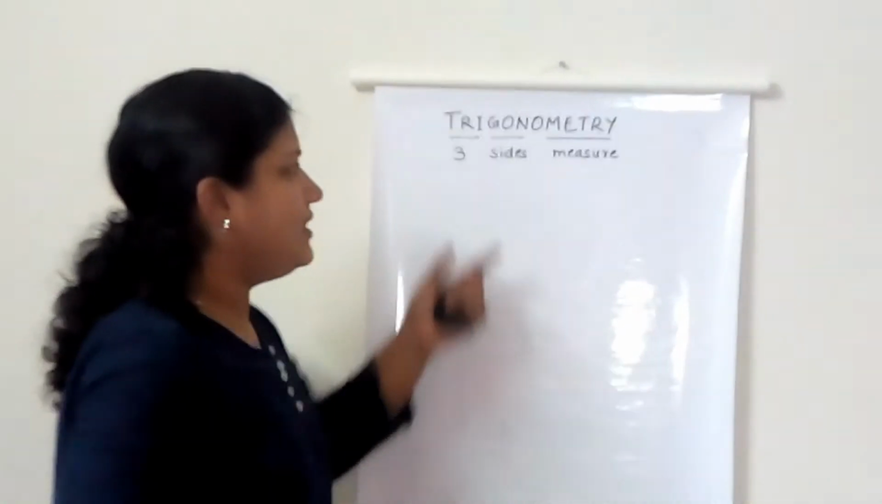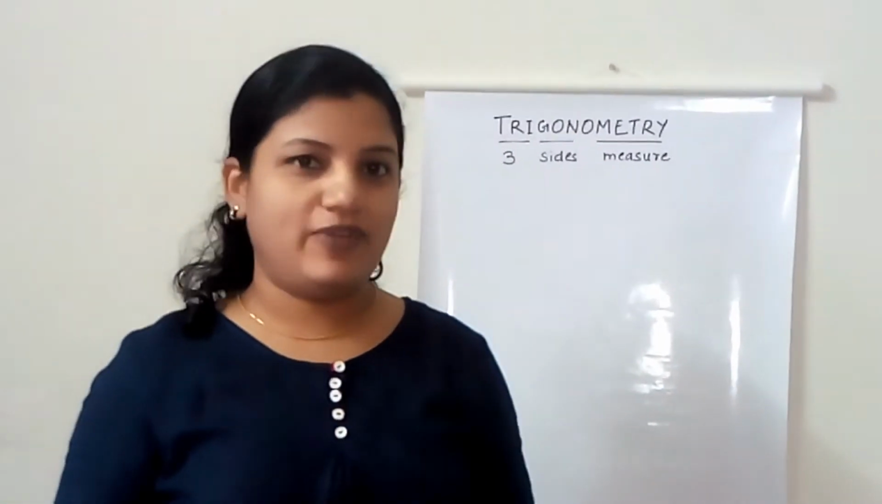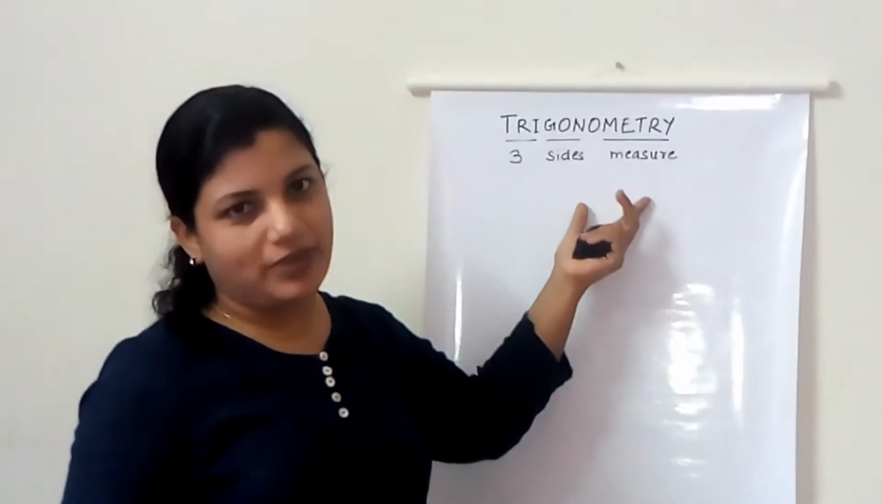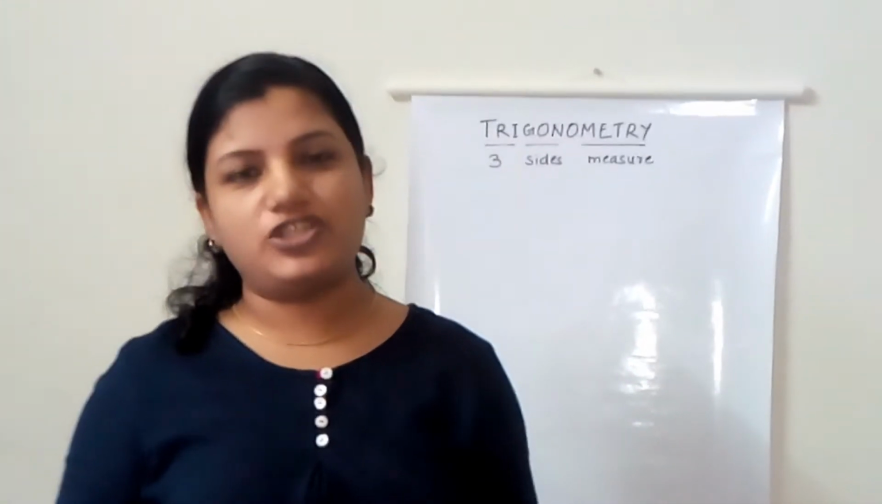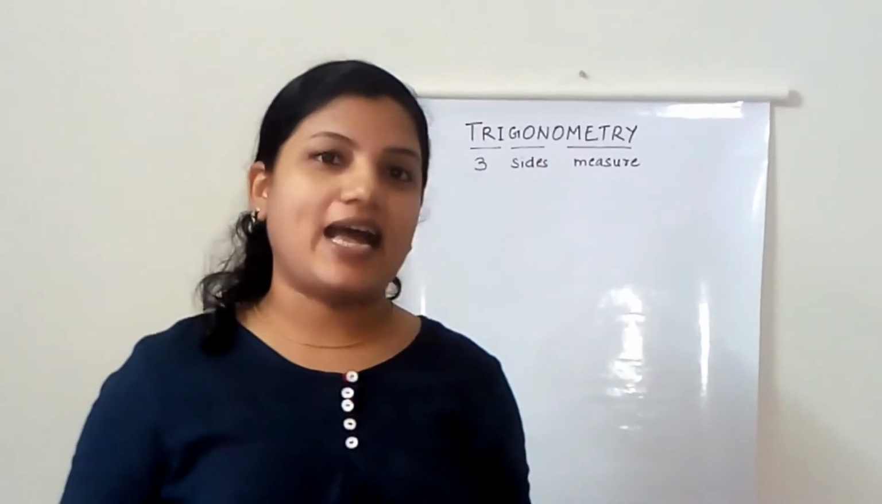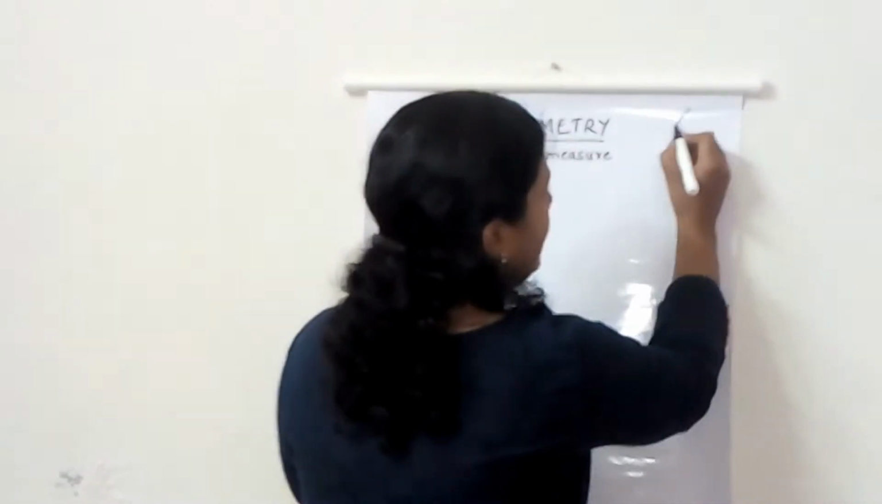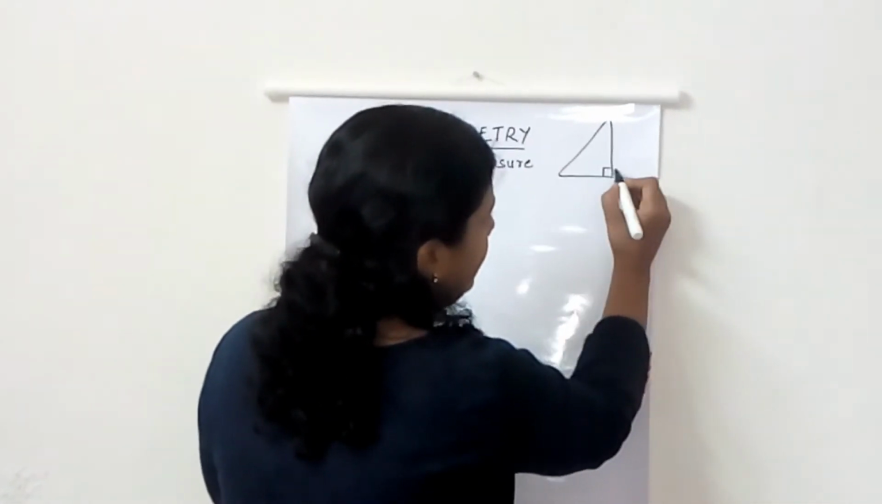So we know that it's dealing with something with three sides. And we know that a three-sided figure is a triangle. So it is something with triangles and their measurement. But to be specific, trigonometry deals with the relationship between angles and sides of a right triangle. A right triangle is a triangle which has one angle that is a 90-degree angle.